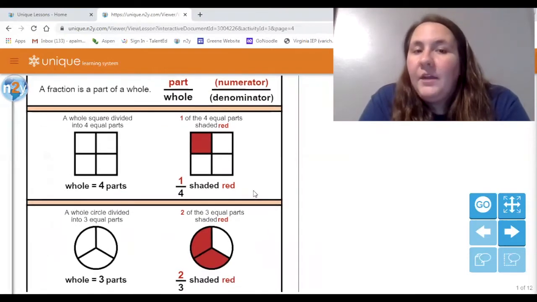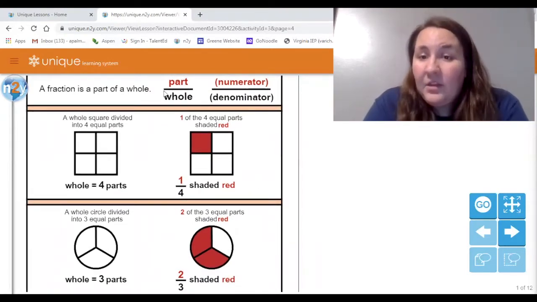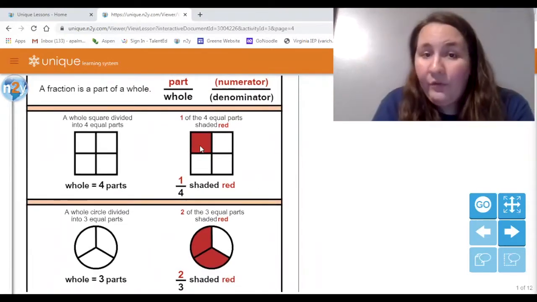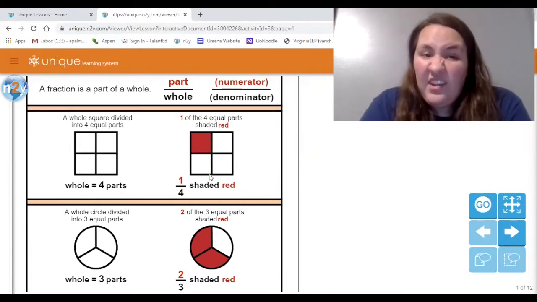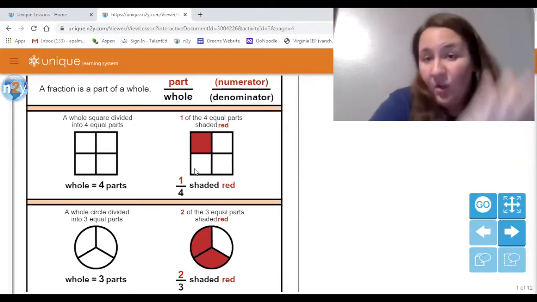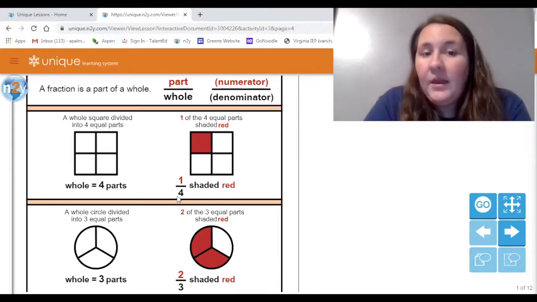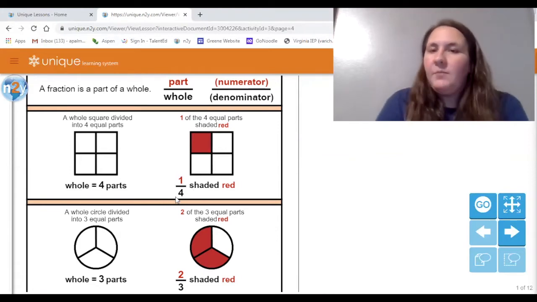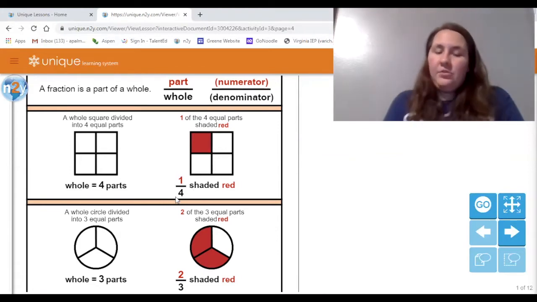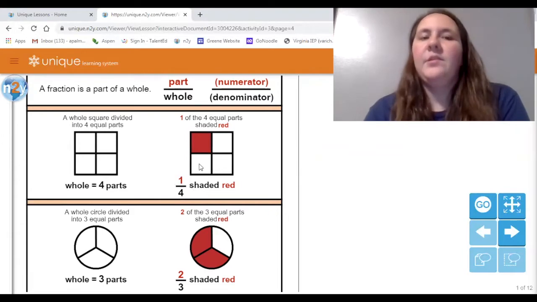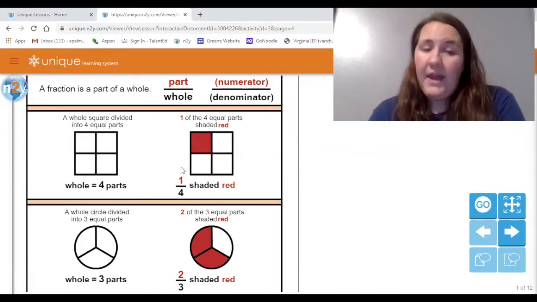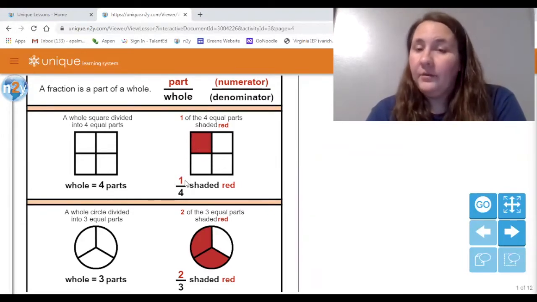So when we're finding a fraction, we look at how many pieces are all together in our whole first. So in this example, there are 1, 2, 3, 4 pieces in this whole square. So that number goes on the bottom in our denominator. And then we count how many pieces are colored in, how many pieces are shaded. So in this example, there's 1 piece that's shaded red, and that would be our numerator, okay?